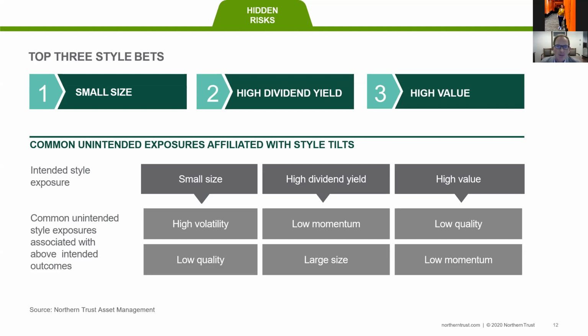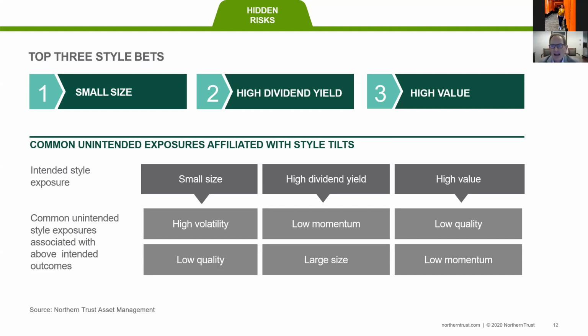So smaller cap stocks tend to be higher volatility. They can also be lower quality. Higher dividend yield stocks tend to have low momentum. They tend to be larger in size as well. So you have a size bias, you have a momentum bias. Cheaper stocks tend to be of lower quality on average. They tend to be of lower momentum as well.